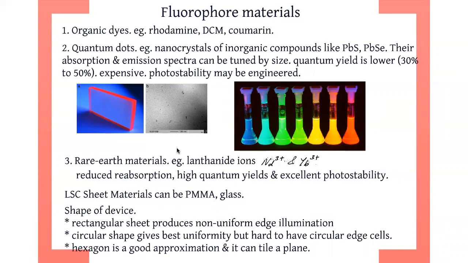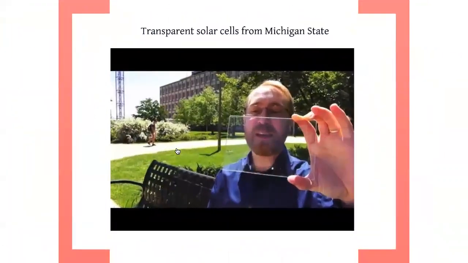You can get a circular shape, for instance, for best uniformity, but it's very hard to have circular cells, right? Rectangles can be flexible. Hexagons can be used to tile a plane. So some examples there. Okay, so that's all I really wanted to say about the luminescent concentrators for solar cells. I want to talk about two more ideas which are outside the solar industry, just so you're aware of what's happening. One actually, of course, yeah. So actually, this I forgot.